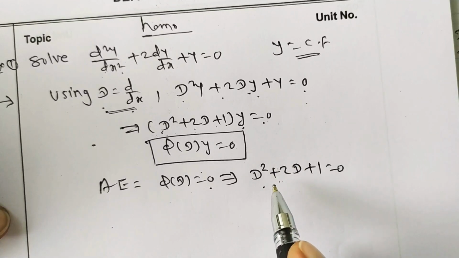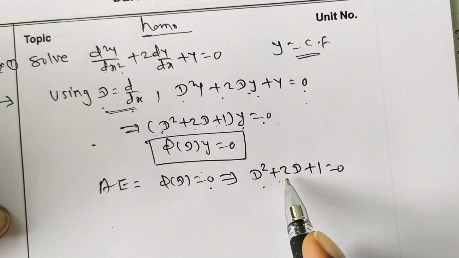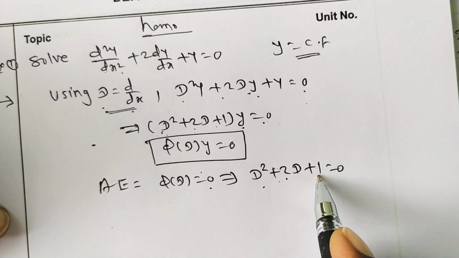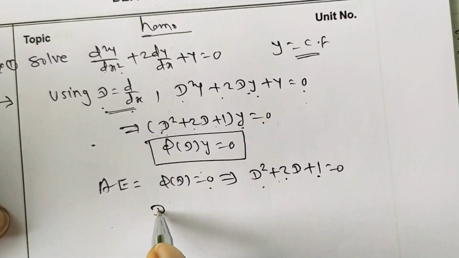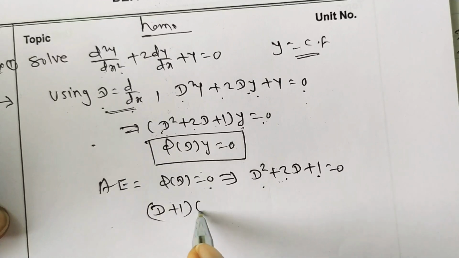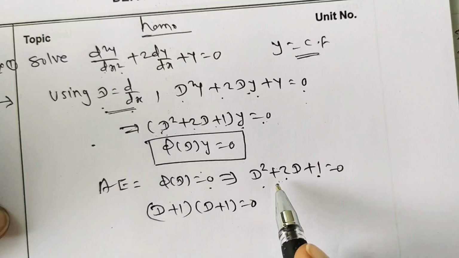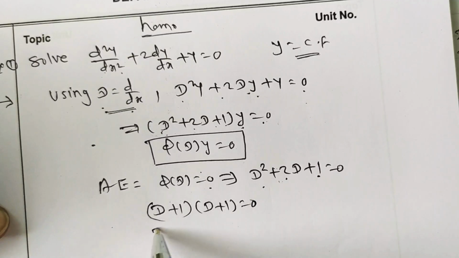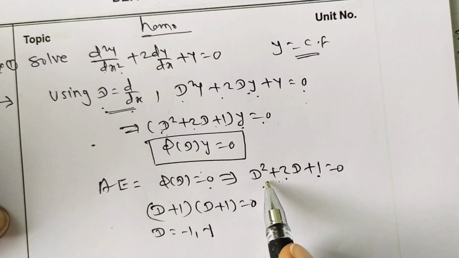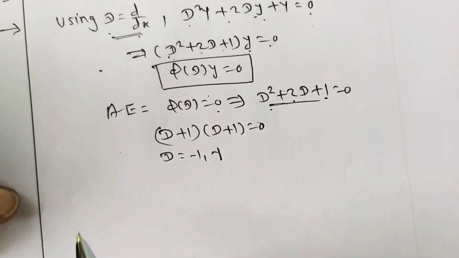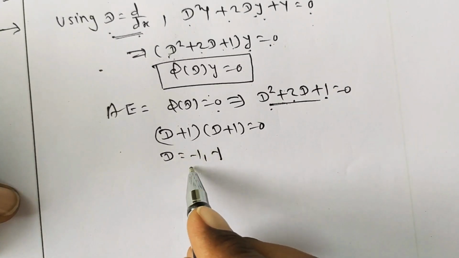Okay, so tell me two numbers whose sum is 2 and product is 1, that numbers are 1 and 1. So we can write this equation as (D plus 1) into (D plus 1) equal to 0, or this is the perfect square of D plus 1. Okay, so D is equal to minus 1, minus 1. You can also find roots of auxiliary equation using calculator. So we get two roots here, minus 1, minus 1.